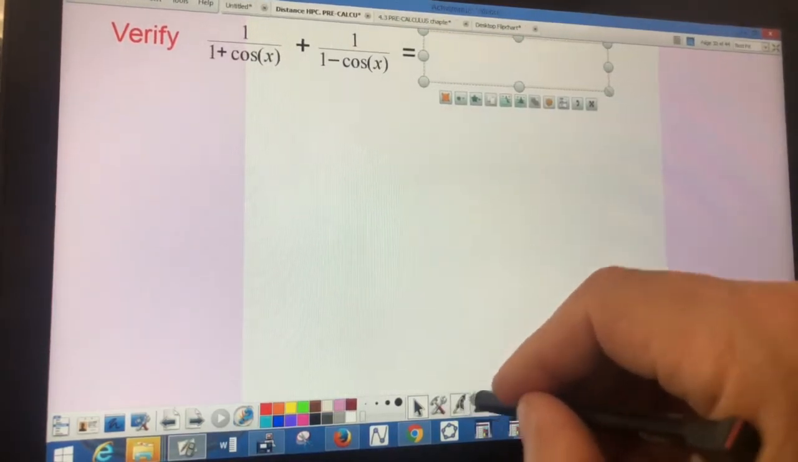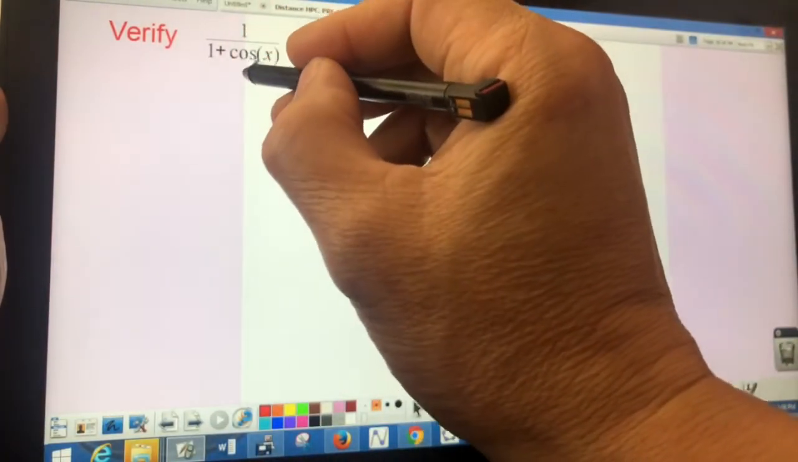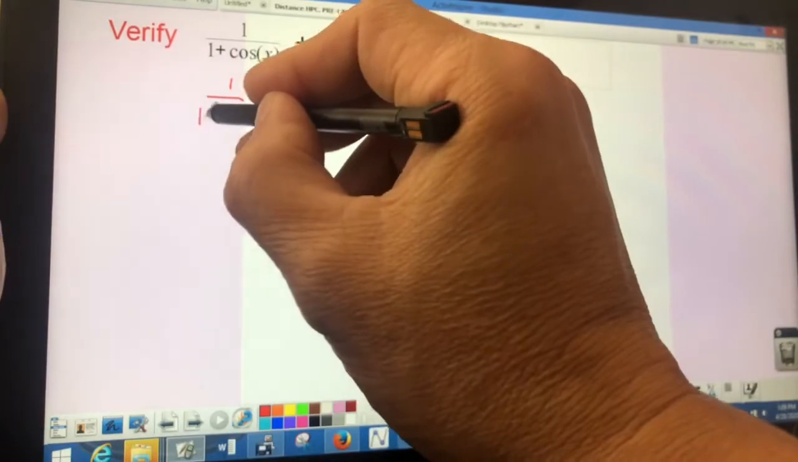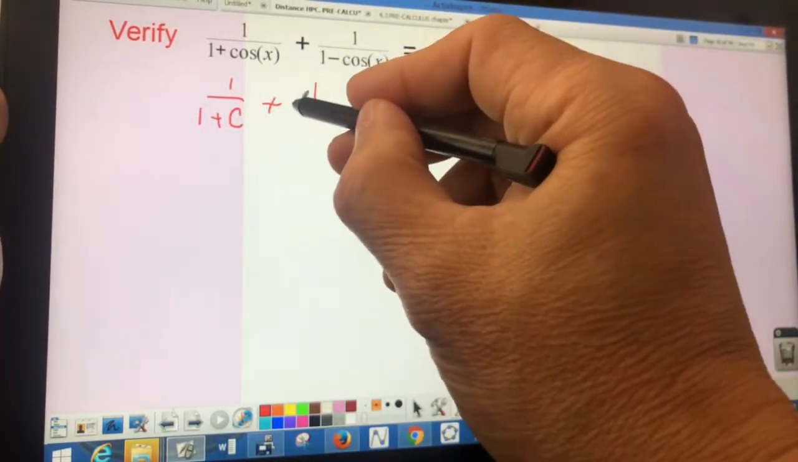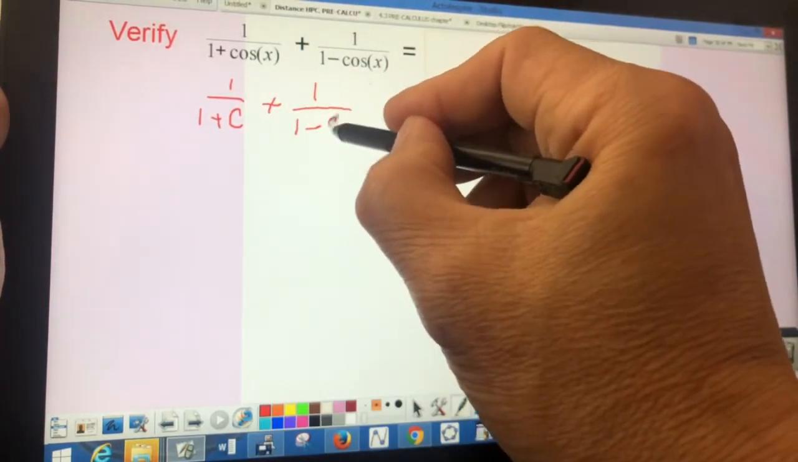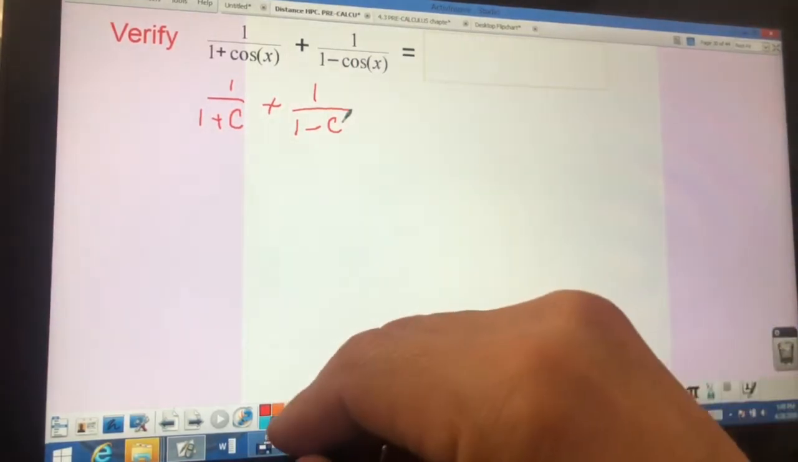So I'm gonna rewrite this without the cosine spelling out, so it's easier to see, okay? So it's 1 over 1 plus c. C means cosine. 1 over 1 minus c. So now you ended up with the fractions with two different denominators. So you have to try to get your common denominator.